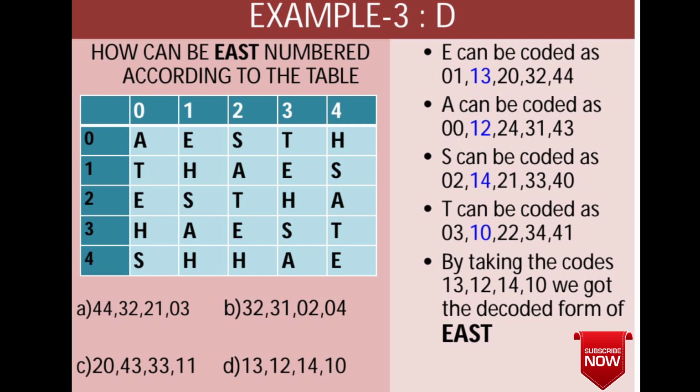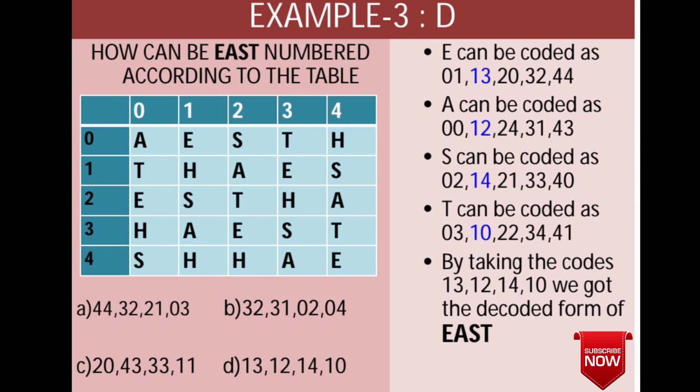But in matrix coding, each letter can be coded in different forms. Here I can code E as 01, 13, 20, 32, 44. And likewise, I can also code A, S and T in 5 different forms. You may observe that on the screen.